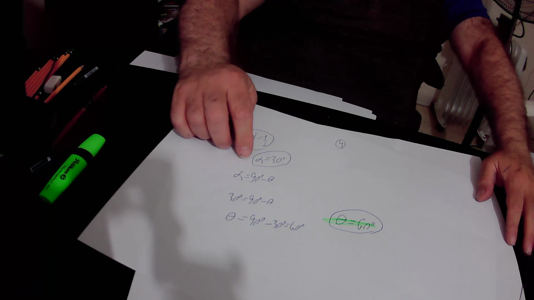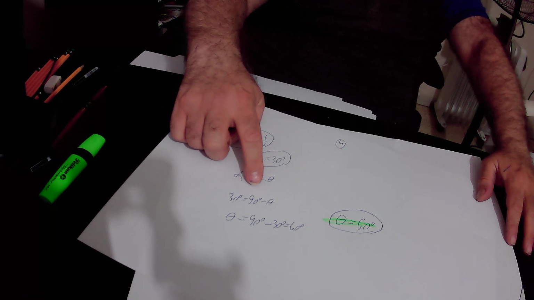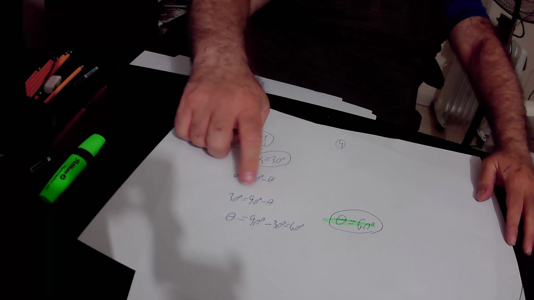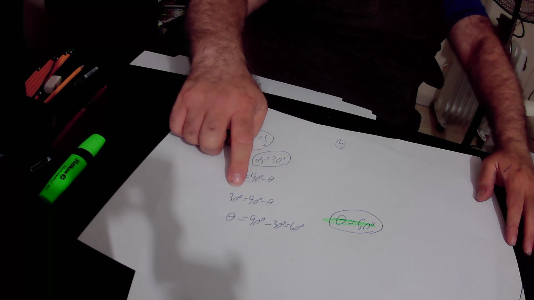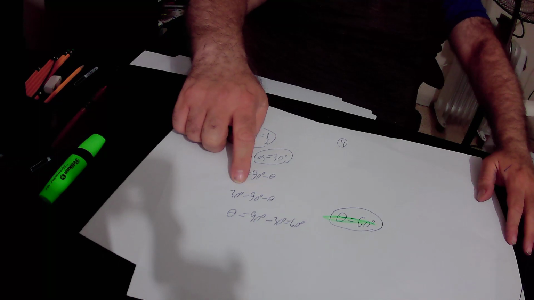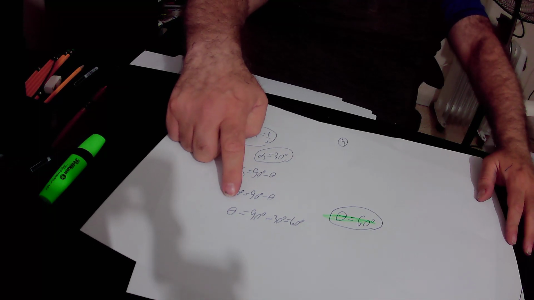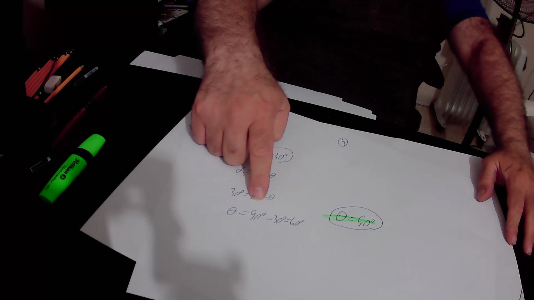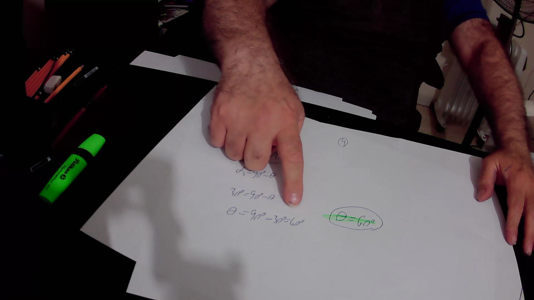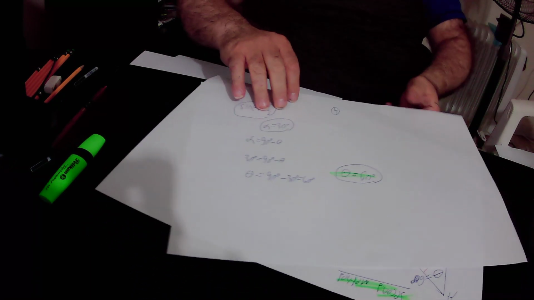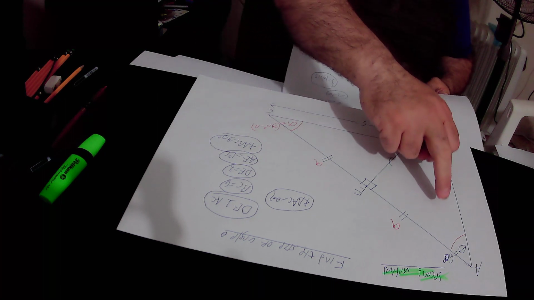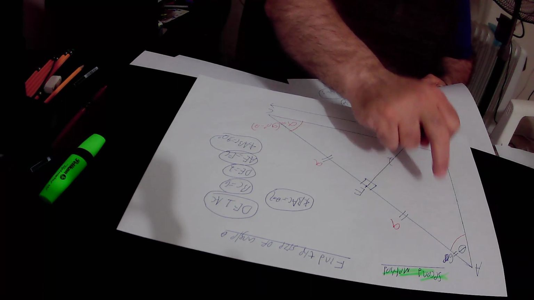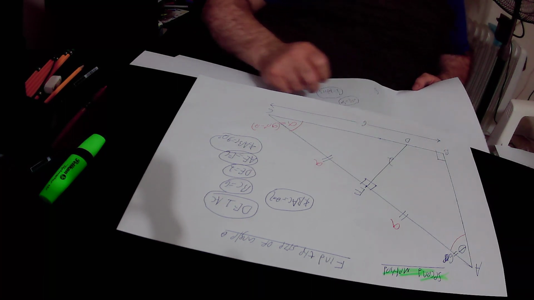We did it, and we got that 30 degrees equals 90 degrees minus theta. Here we added theta to this equation and subtracted 30 degrees, and we found that the missing angle that we are looking for, angle theta, equals 90 degrees minus 30 degrees, that is 60 degrees. So the size of this angle, angle theta, is equal to 60 degrees. Okay, thank you very much.